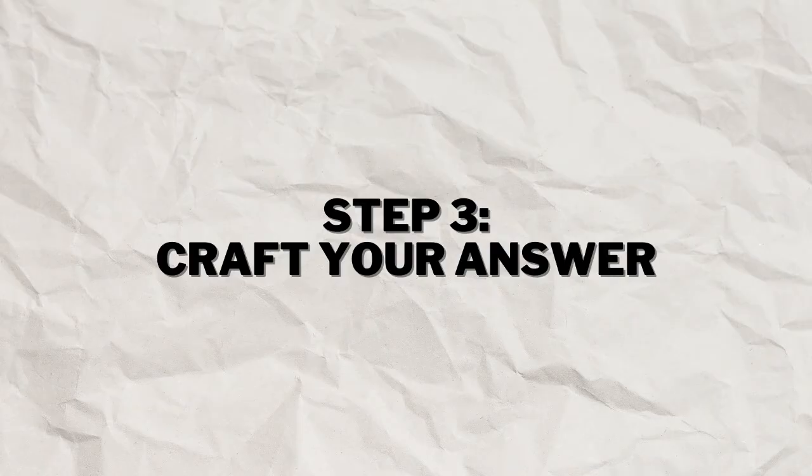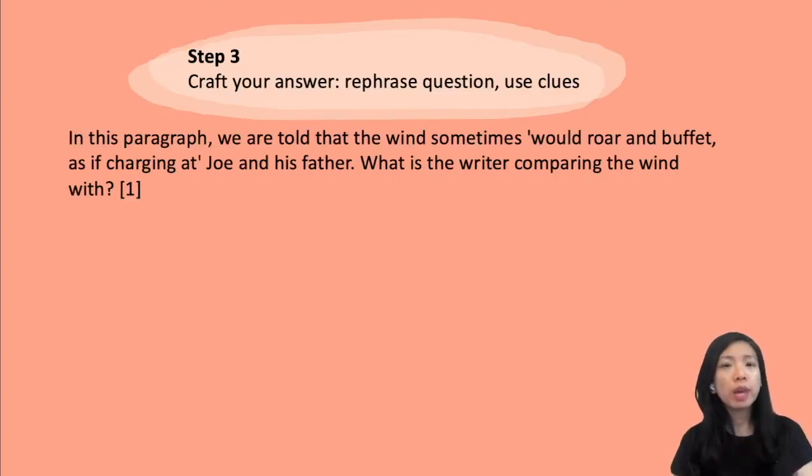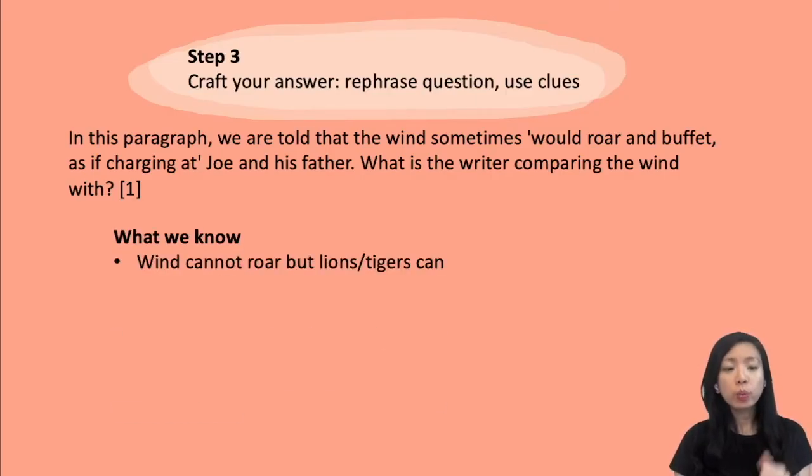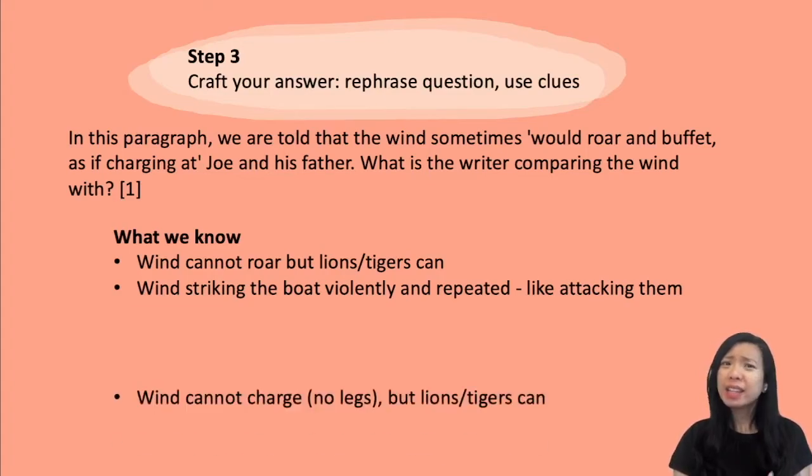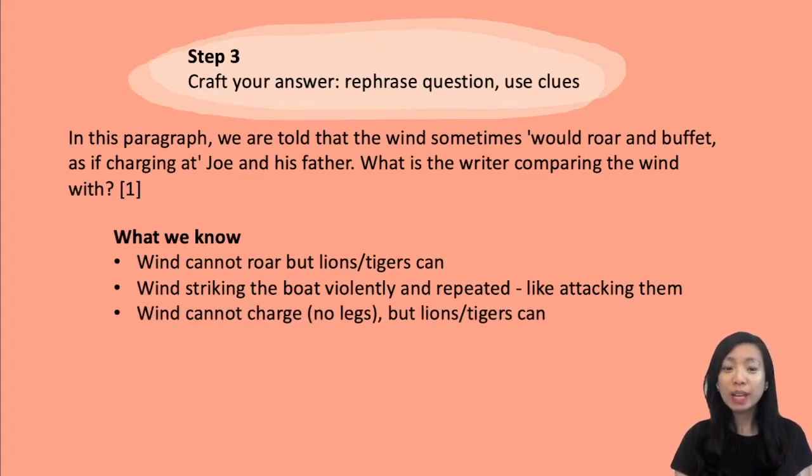So in step 3, we have to craft our answer. So again, I have my question here. So first of all, before we can do that, we have to consolidate all the clues that we have gathered. So what do we know? We know that the wind cannot roar, but lions and tigers can. We know that the wind was striking the boat violently and repeatedly. Seems like it was attacking them actually. And that the wind cannot charge because it has no legs, but lions and tigers can. So therefore, I kind of have my answer already, right?